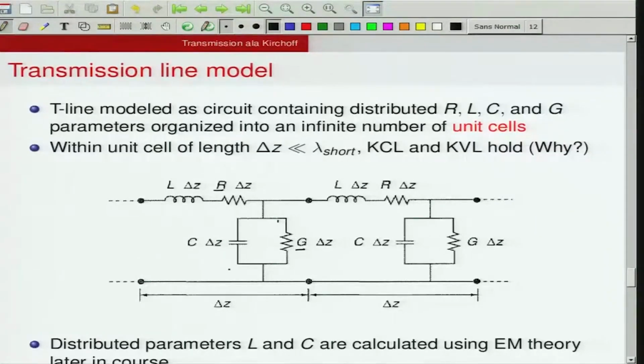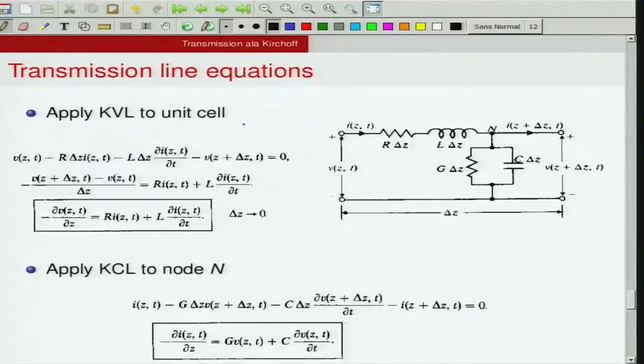So with this model, let us try to see what happens to the voltage and the current. Okay, so in a big change from a lumped circuit, the voltage here will not be independent of z.